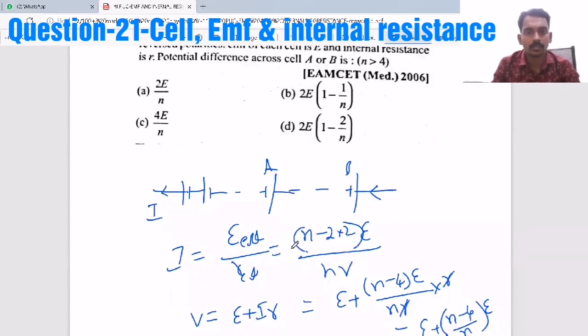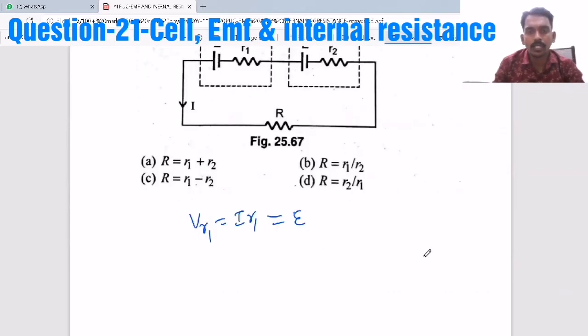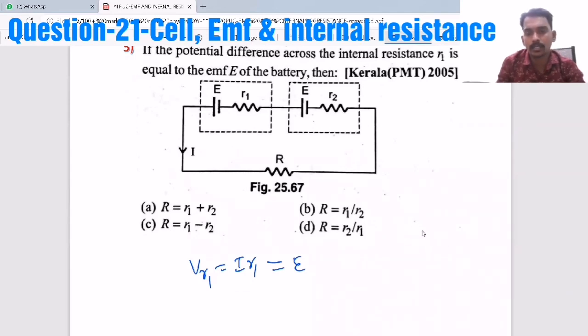Next question, one last and final question. If the potential difference across the internal resistance R1 is equal to the EMF E of the battery. Now in this circuit, they are telling the potential difference across the internal resistance R1. So V across R1 means I into R1, that is equal to EMF epsilon or E. So first, both the connections are in series, so they become the resultant epsilon plus epsilon, 2 epsilon, and this is R1 plus R2.